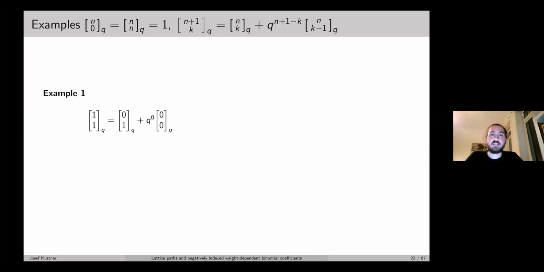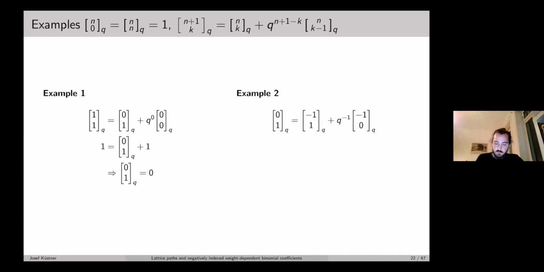Okay, and we will do the same examples as before, only now we have the q weights. Okay, so at first we compute 0 choose 1, because we already have 1 choose 1 and 0 choose 0 from the initial conditions, and we get again that 0 choose 1 is 0. Now we take negative values. So -1 choose 1 we now want to compute, because 0 choose 1 we have from example 1 is 0, and -1 choose 0 is 1 from the initial conditions. And now we have this power of q, which is q to the power of -1. So we can compute -1 choose 1, which is now minus q to the power of -1.